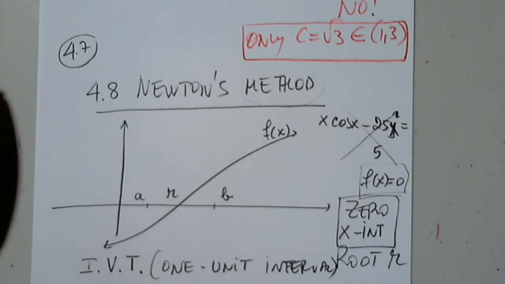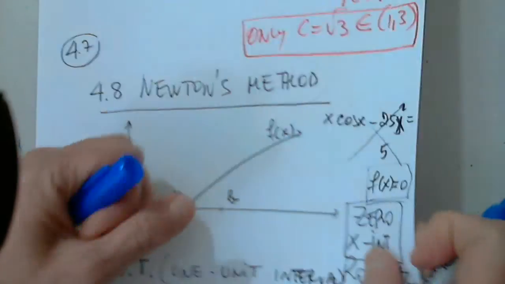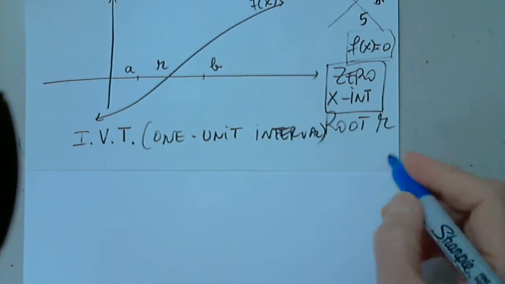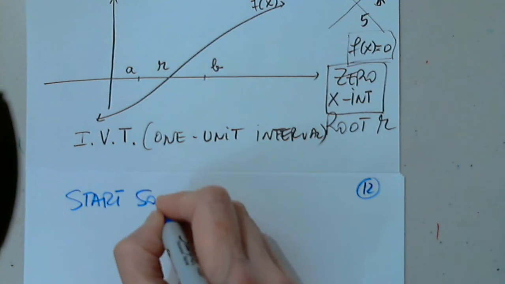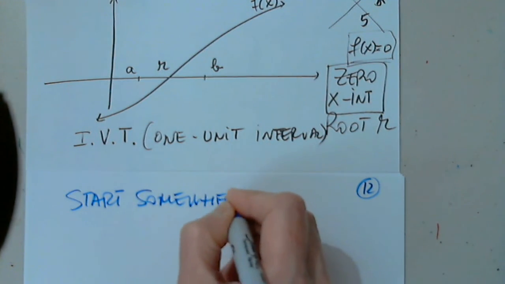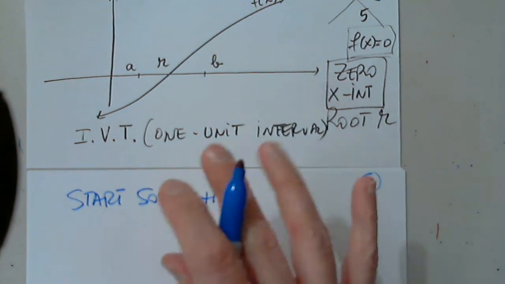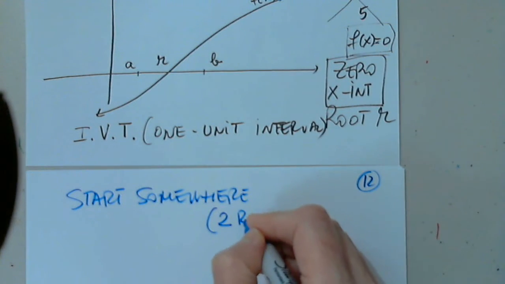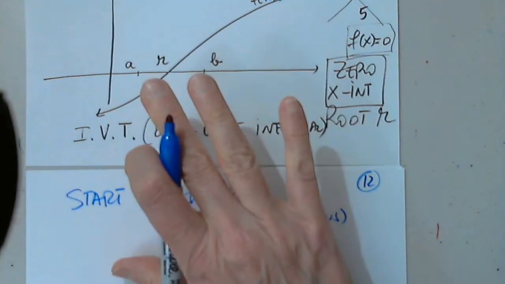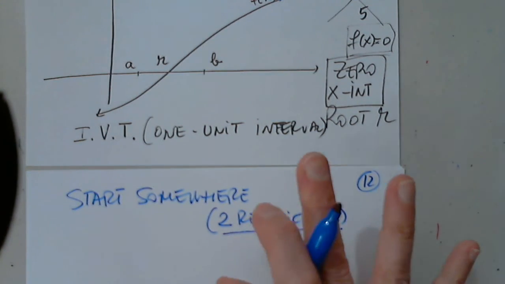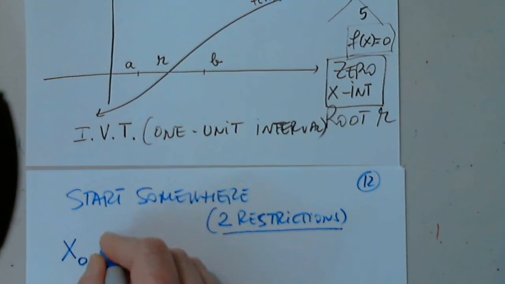And let's say I want to start somewhere. There are some restrictions. I'm going to put them in parentheses and I'll come back. 2 restrictions though. But I want to show the method and then I'll explain the restrictions. Start somewhere. I call that the initial value.